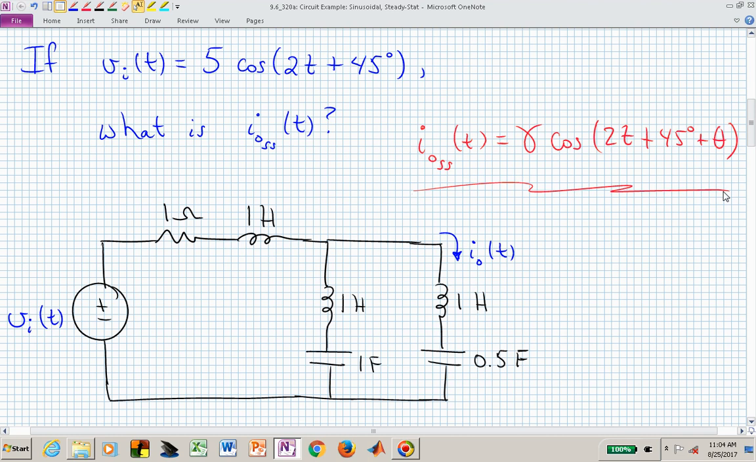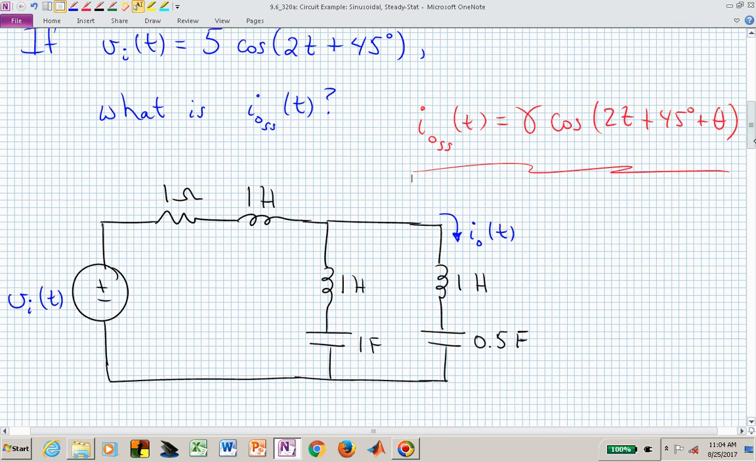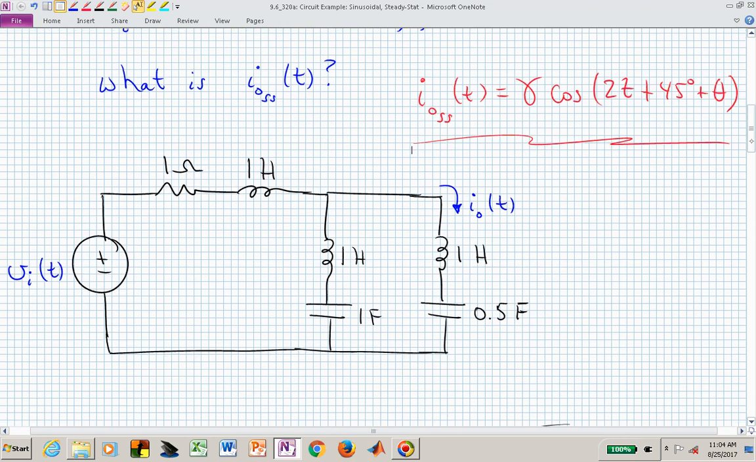What is the current? Now what we need to do is invoke our understanding of circuit analysis to figure out how to find gamma and theta in this particular case. How would you do that? How would you analyze this circuit, and what do you need? How do you find gamma and theta?